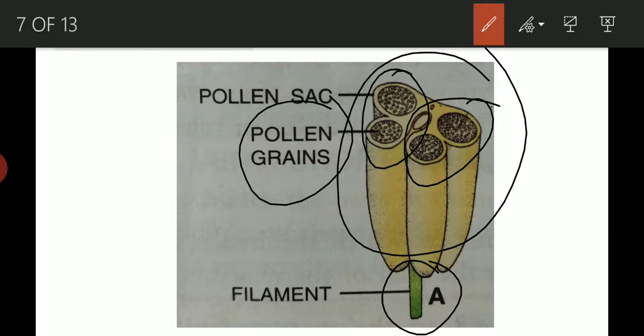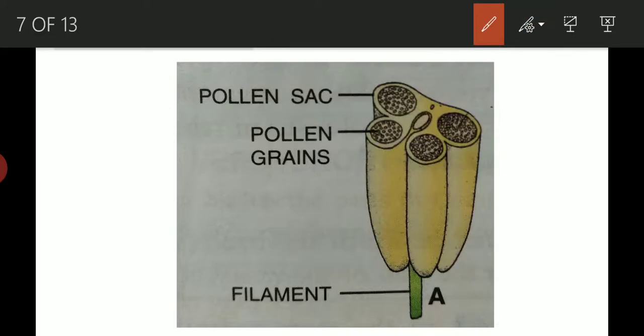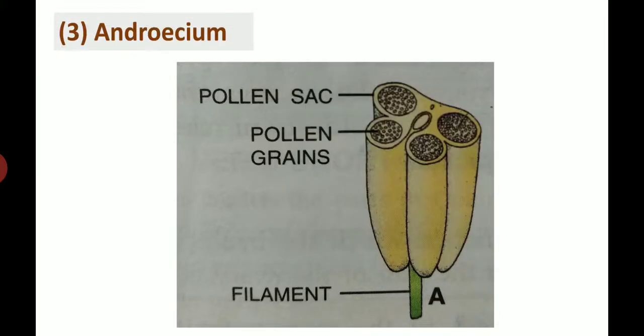When these pollen sacs get matured, then they get ruptured and they liberate pollen grains. These pollen grains are generally powdery particles. Okay, they are of different shapes and sizes. So this is all about the androecium. Now what happens in androecium, the arrangement of stamens differ.